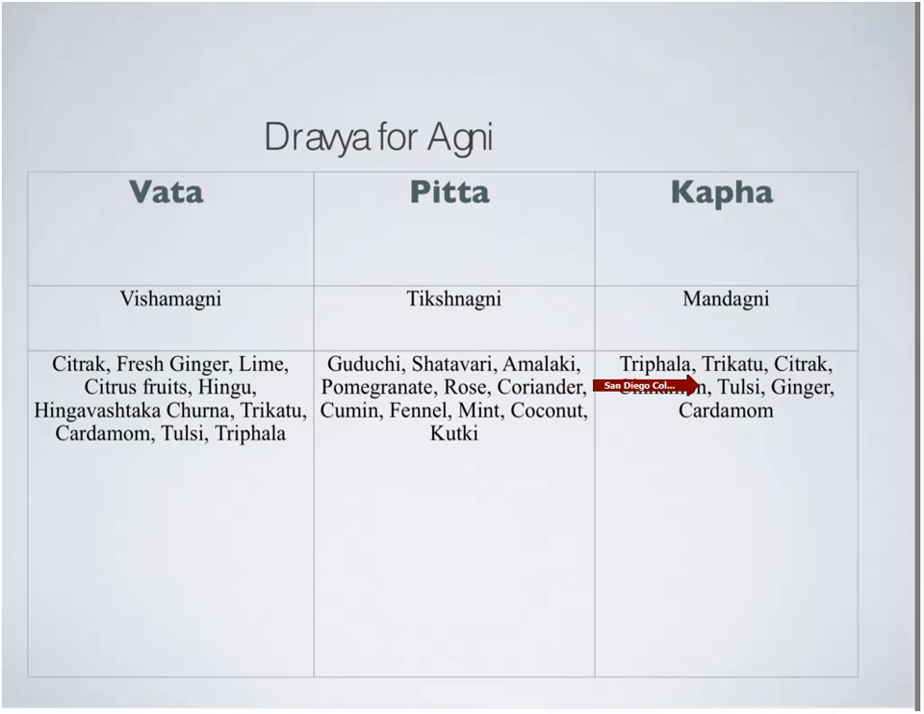How are we giving this triphala to a kapha person? We are giving triphala with raw honey or hot water. Trikatu, chitrak, cinnamon, tulsi, ginger, dry ginger, white ginger, cardamom. I would even put turmeric here for kapha. Turmeric would also help mandagni. And of course in the food, cayenne pepper, onions, garlic.